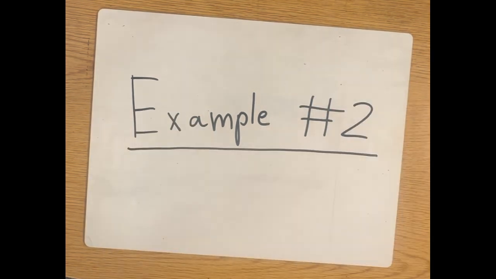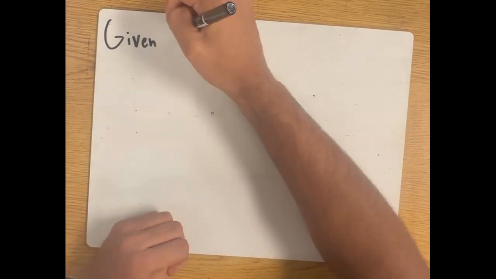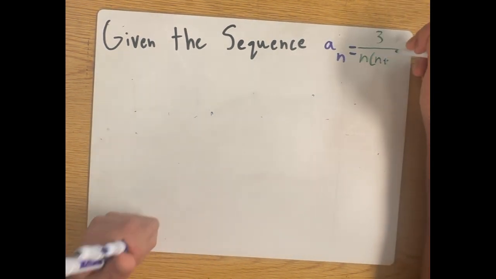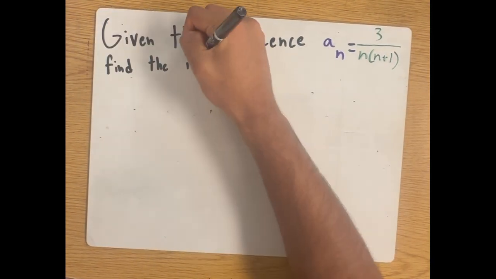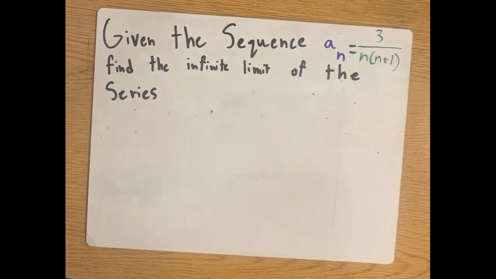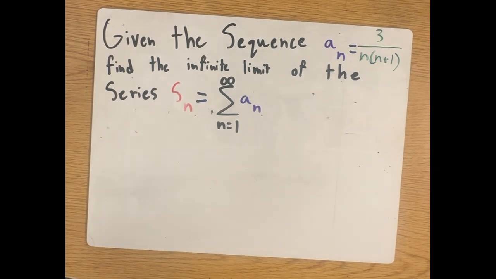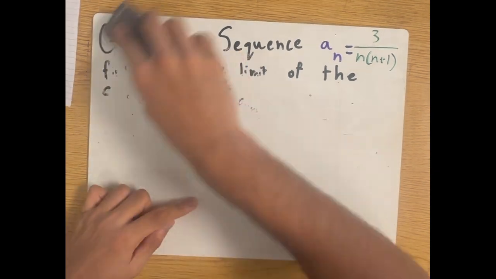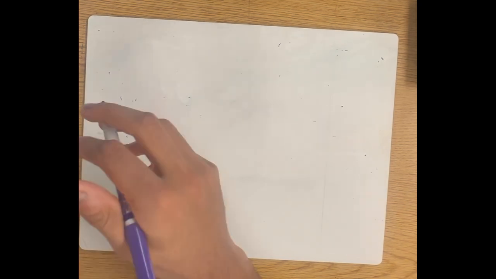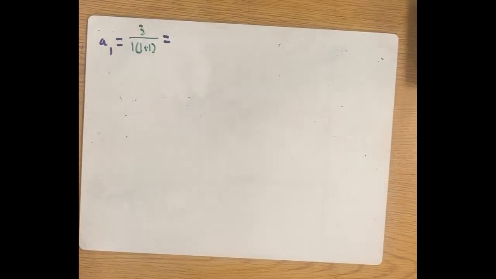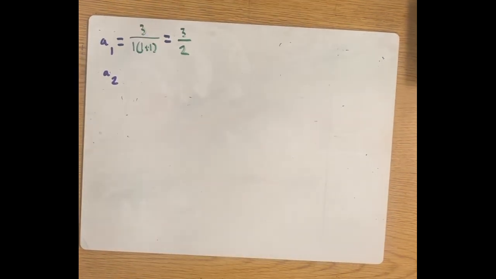Example number 2. Given the sequence a sub n is equal to 3 over n times n plus 1, find the infinite limit of the series s of n equals the sum from n equals 1 to infinity of a sub n. We can find the first few terms of the sequence to help us find the partial sums. a sub 1 would be equal to 3 over 1 times 1 plus 1, which is equal to 3 halves.